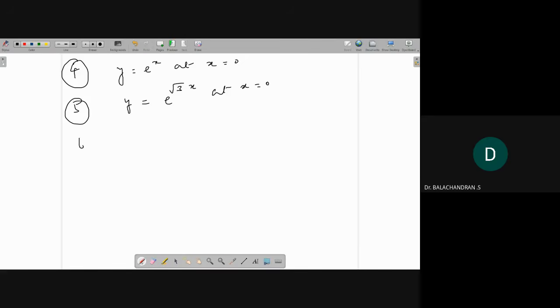Sixth problem, y equal to log of secant x at any point on it. At any point means at a general point. I think you will try these three problems. Okay.